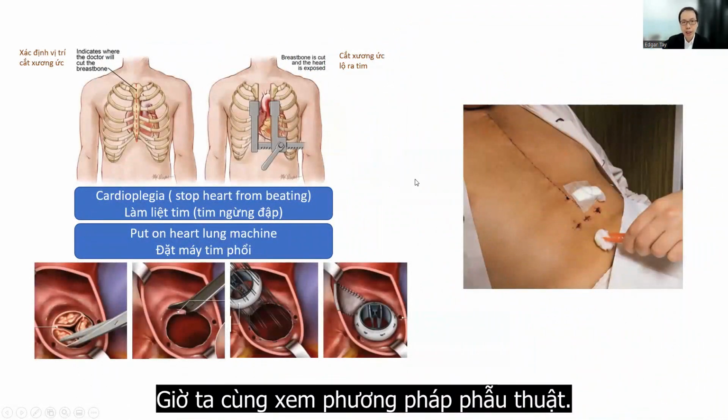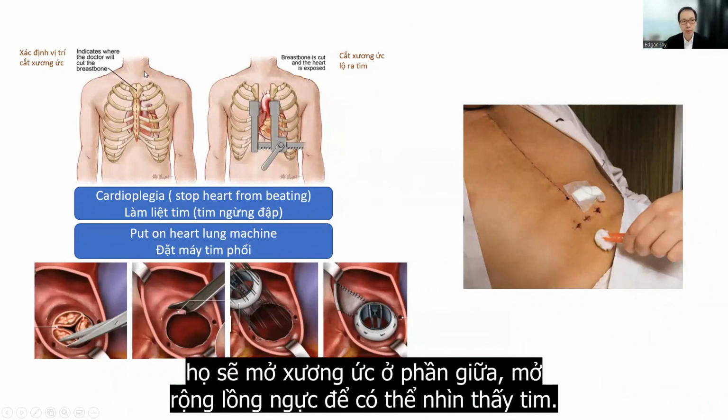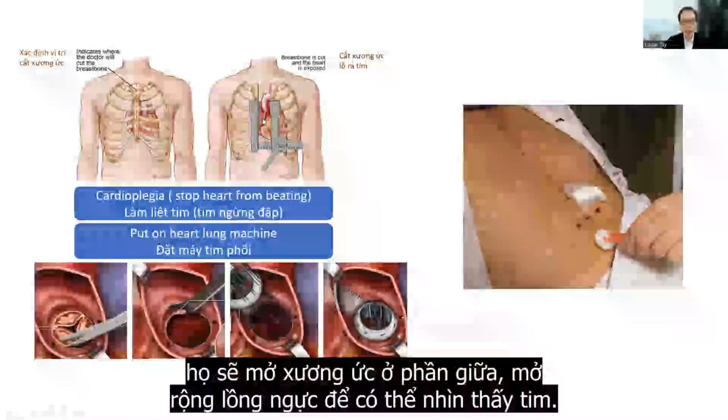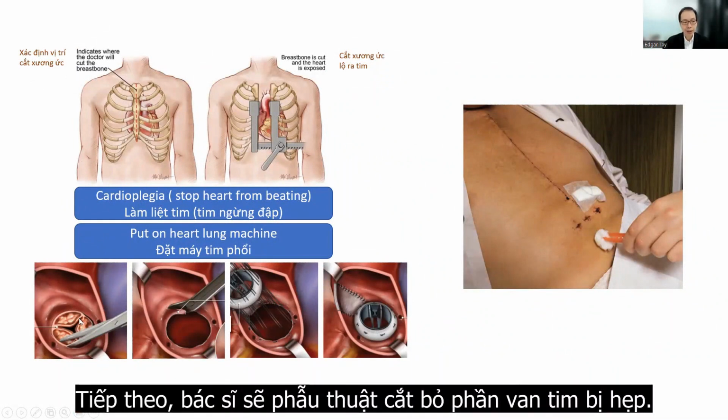So I'll show you what surgery is all about. The conventional way of how heart surgeons operated in the past was that if they wanted to treat the valve, they would open the breastbone, the center part, and open up the rib cage so that they can see the heart. Then they have to give the patient cardioplegia to stop the heart from beating and put the patient on a heart-lung machine. After that, the surgeons will cut out the narrowed heart valve.